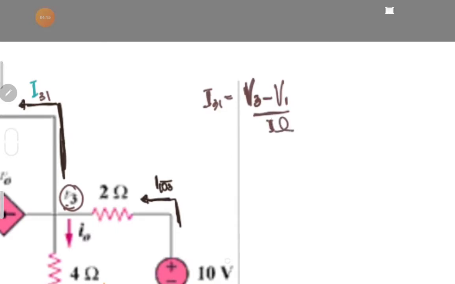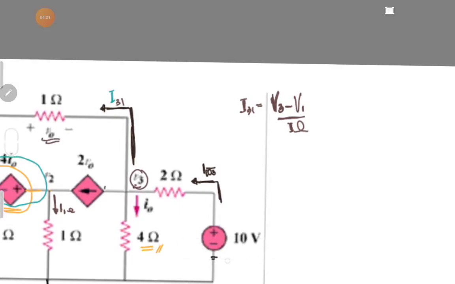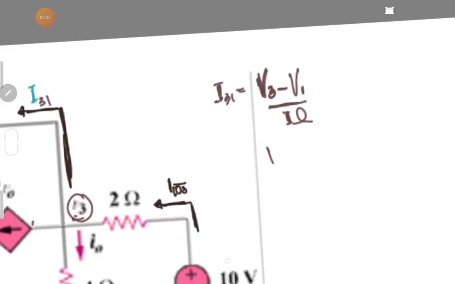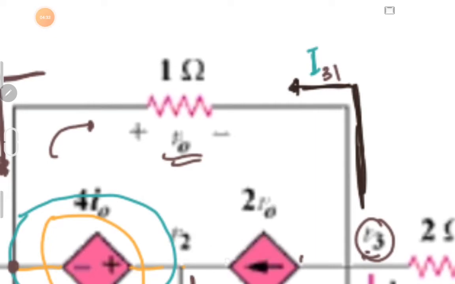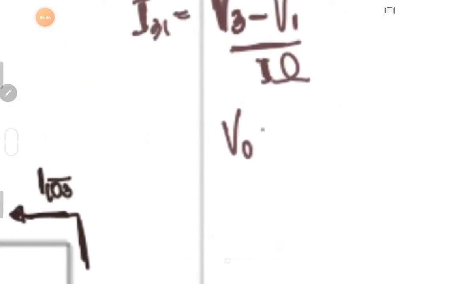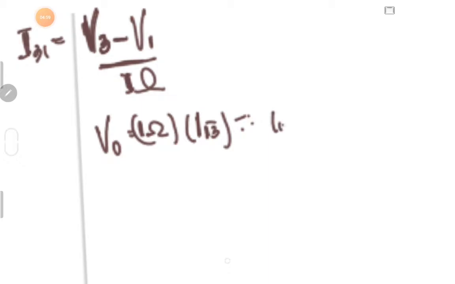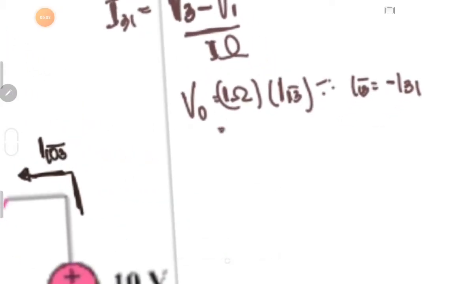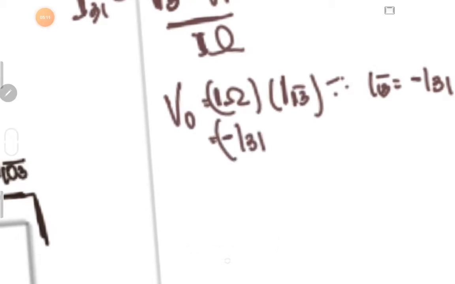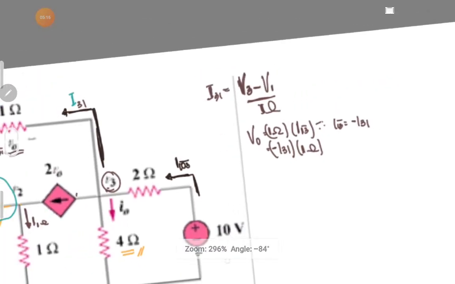Considering this 1 ohm, I may say that this Vo, where this current source is dependent, my Vo, take note that at positive Vo, we have this direction, which is I13. But your I13 is equal to negative I31, right? If we reverse the current direction. Therefore, my positive Vo is equal to 1 ohm multiplied by our I13. But since our I13 is equal to negative I31, our Vo is equal to negative I31 multiplied by our 1 ohm. Okay, that is our Vo.